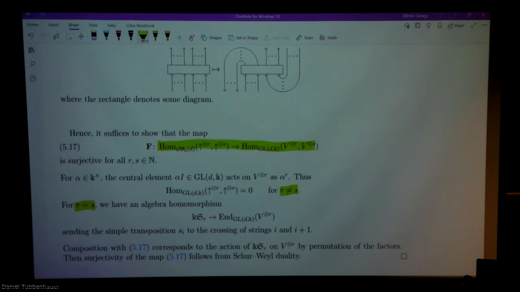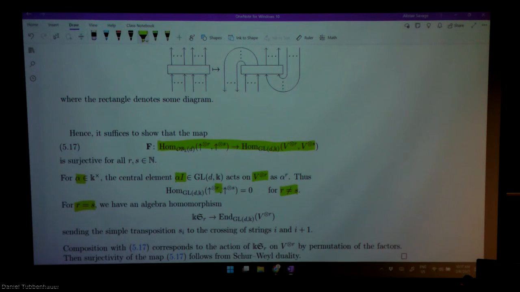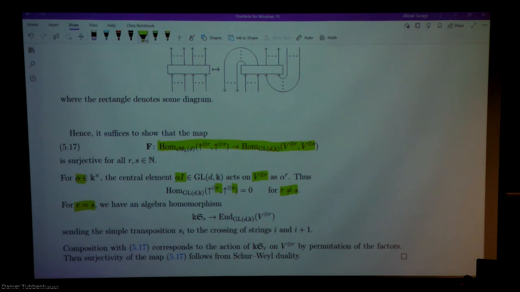The way you can see the right-hand side is 0, for instance, is if you take any non-zero element of your field and look at that multiple of the identity matrix, that's central, so it commutes with the action of GLD. Any homomorphism between two objects where that central element acts in a different way has to be 0. It acts on V tensor R as alpha to the R. So if R is not equal to S, you can't have any non-zero homomorphisms, because on the domain it would act by alpha to the R, and on the codomain by alpha to the S, so it wouldn't commute with this action.